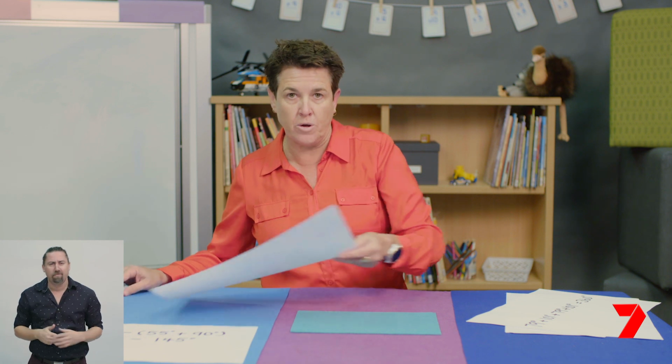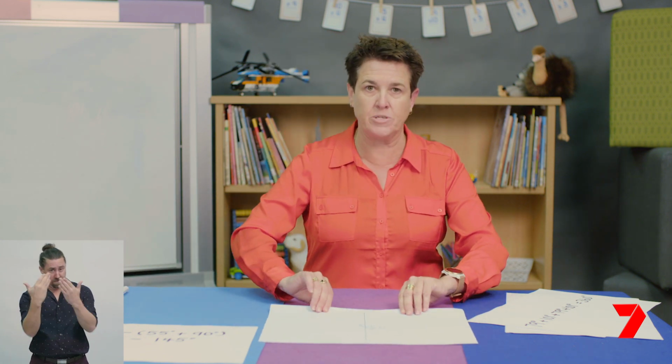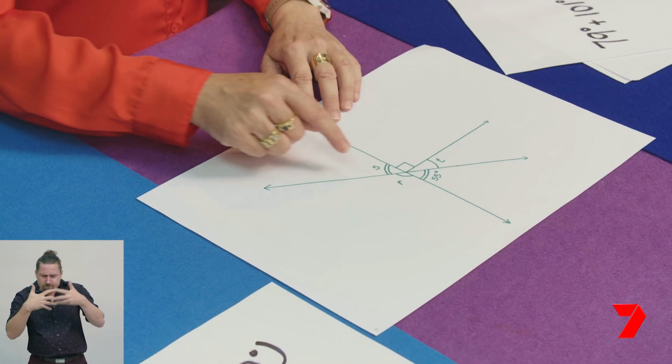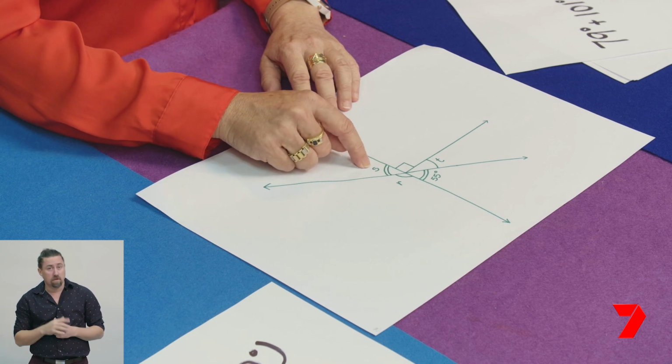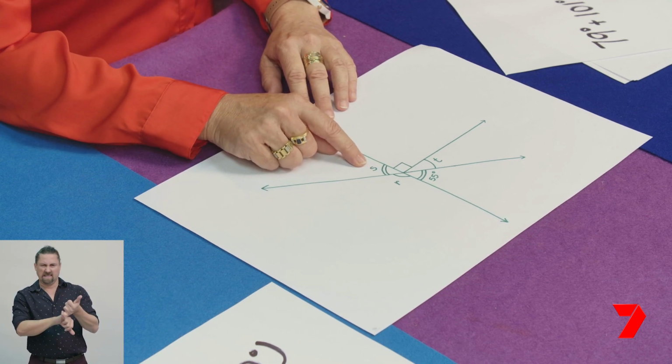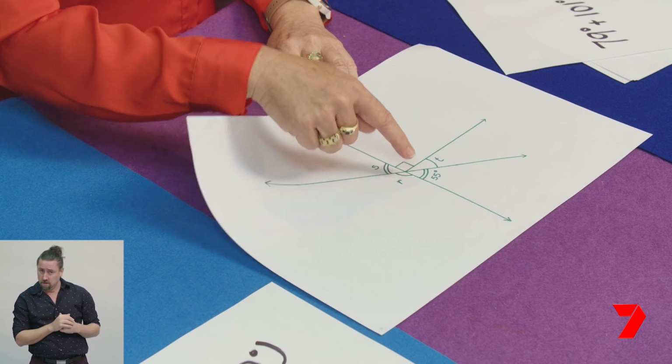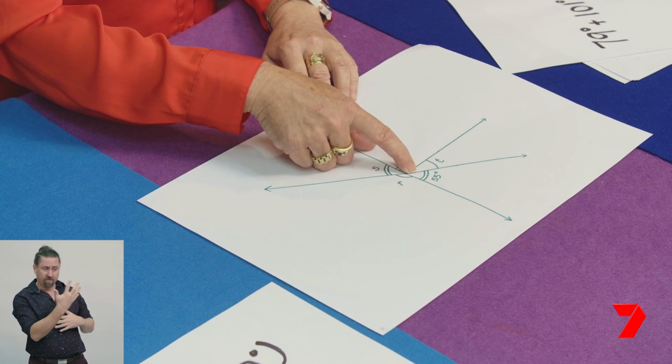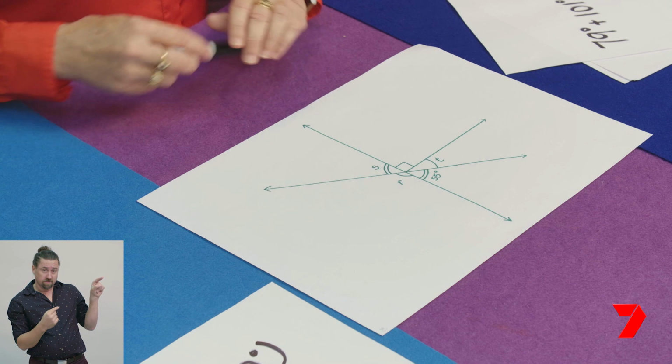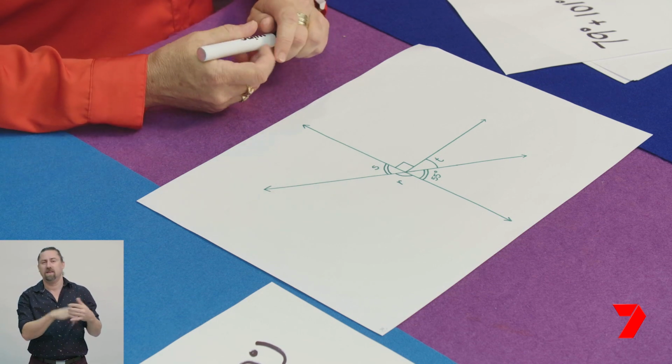Here's one for you to work on. I hope you have your thinking caps on. I suggest that you start with angle S. Have you noticed that it is vertically opposite from the 55 degrees angle? Excellent. So angle S equals 55 degrees.